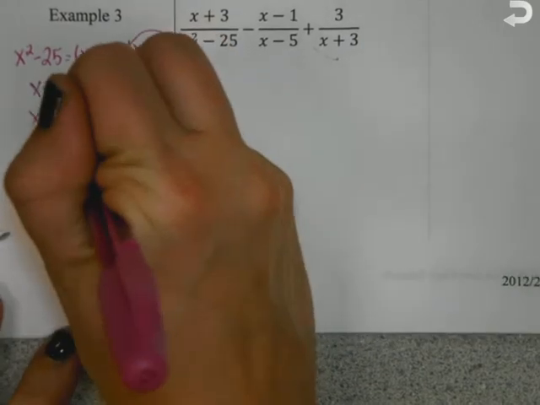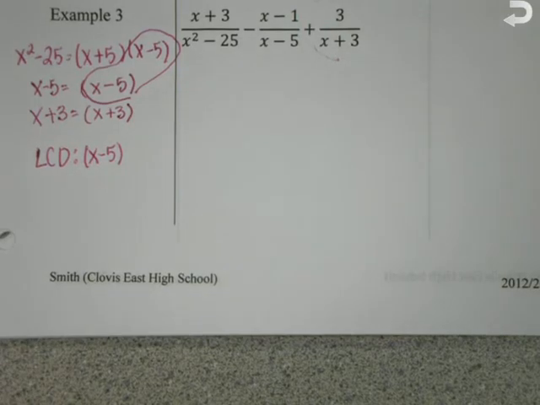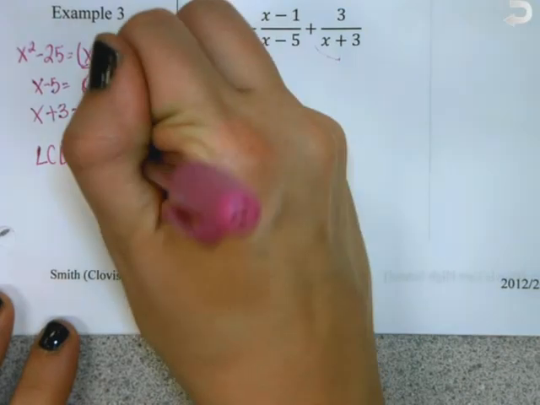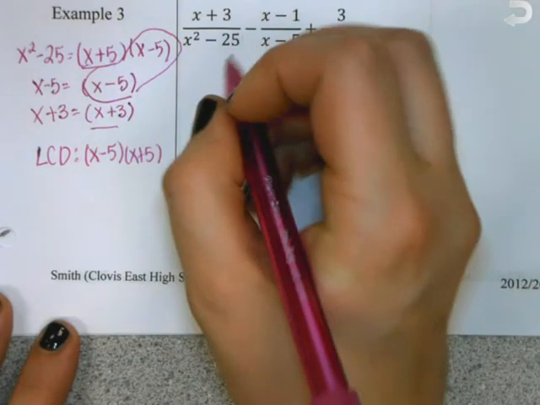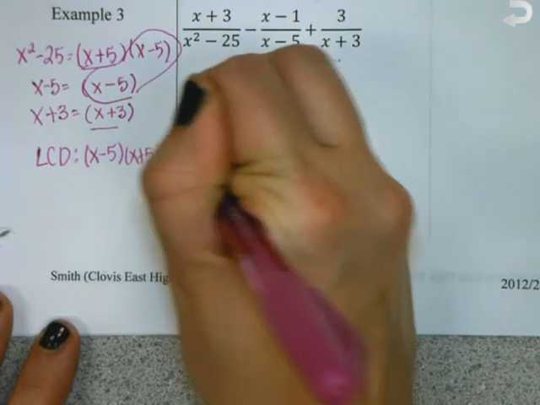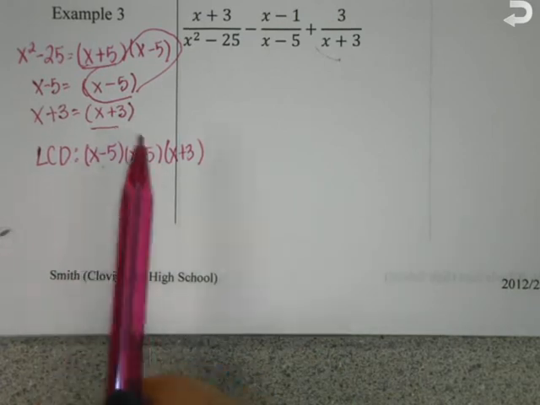And then we have to include everything that's not in common as well. So what's left over that's not in common? There's an x plus 5. And what else? And x plus 3. So our lowest common denominator is x minus 5 times x plus 5 times x plus 3. Okay?